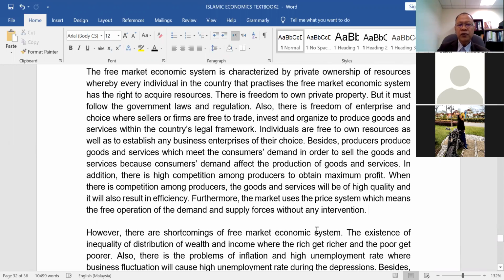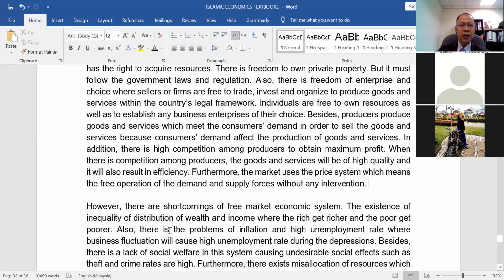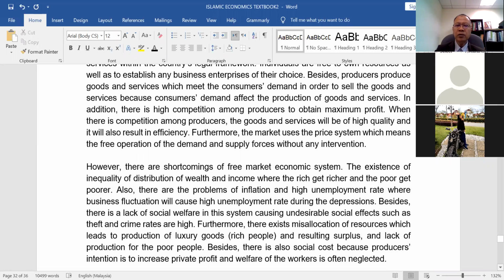However, there are shortcomings of the free market economic system. One of the shortcomings is the existence of inequality of distribution of wealth and income, where there are rich people who get richer and the poor people get poorer. Also, there are problems of inflation and high unemployment rate, where business fluctuation will cause high unemployment rate during the depressions. Okay, like currently we have COVID-19, many businesses are shutting down, which cause a high unemployment rate.